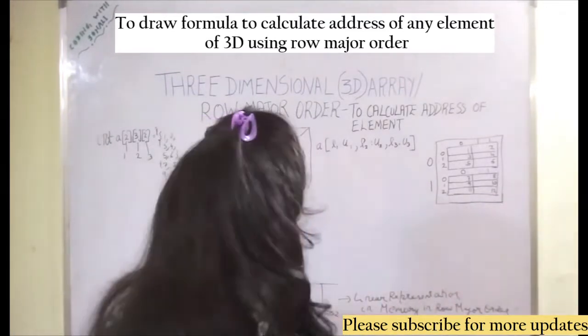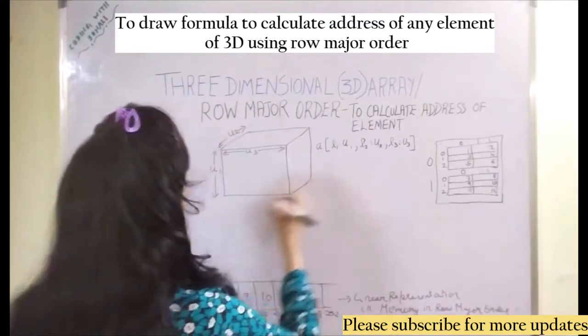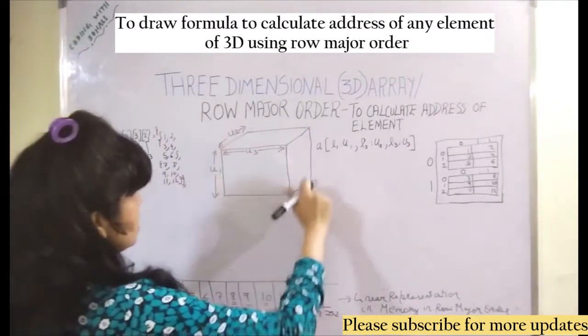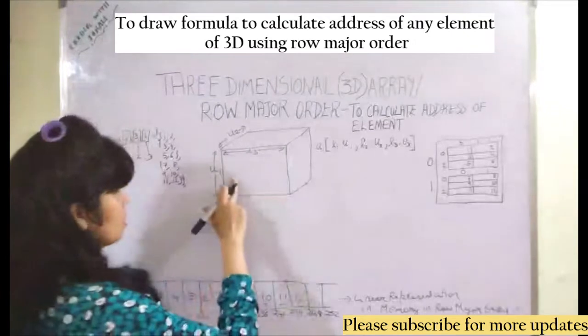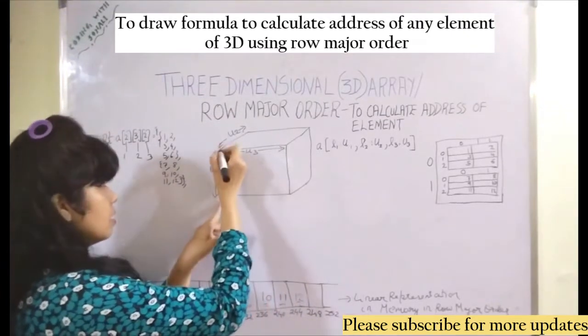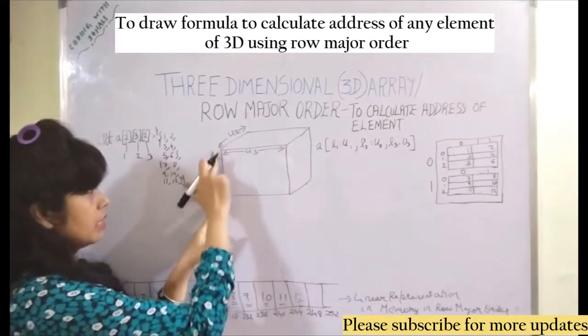Now let us see how to derive the formula using the row major order. First of all, you can see here I have taken this cuboid of these sizes. You can see this is U1. This one is the U1 dimension which I am given.